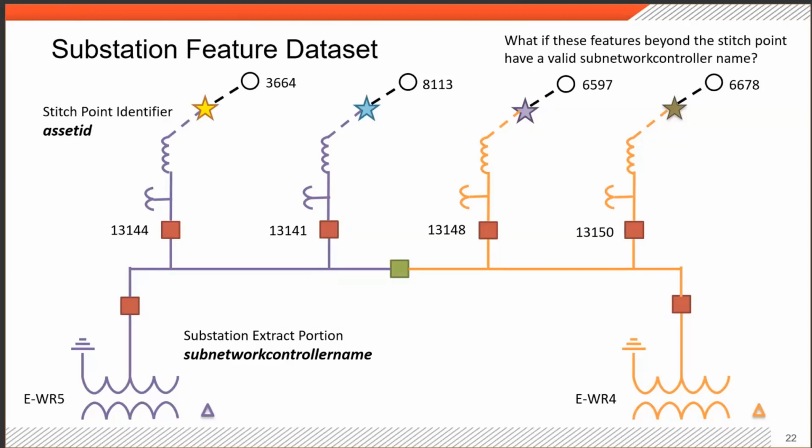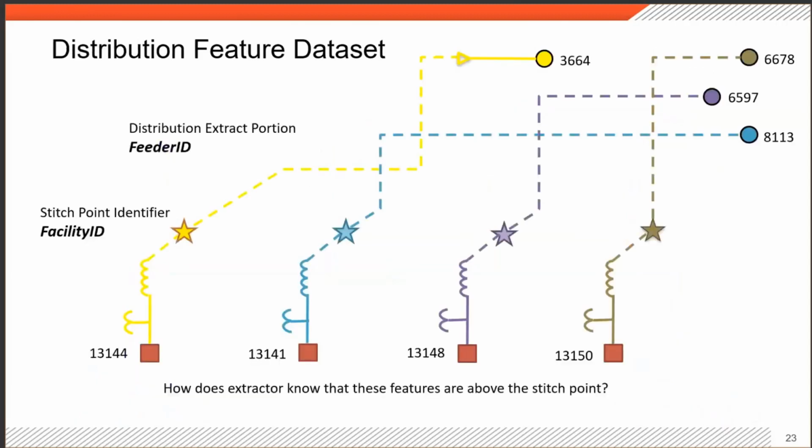Then in the distribution feature data set, you have your traditional substation circuit breakers. And then you see where the stars are to stitch the distribution feature data set together. And then downstream from there, we have all of our feeder information all the way to the customer meters.